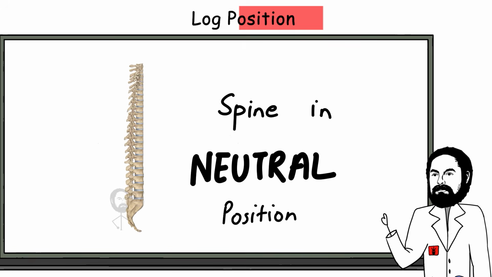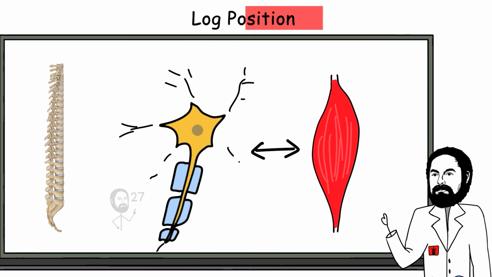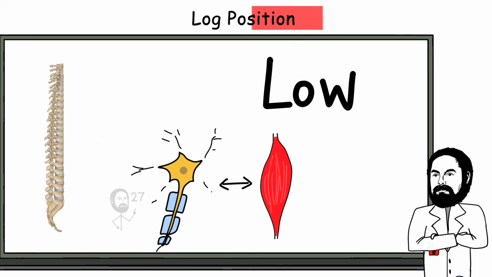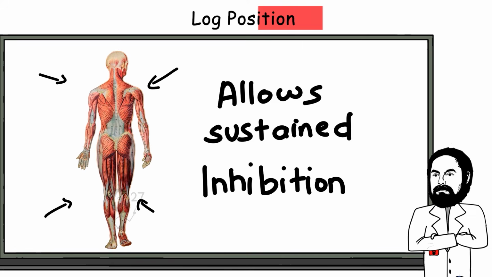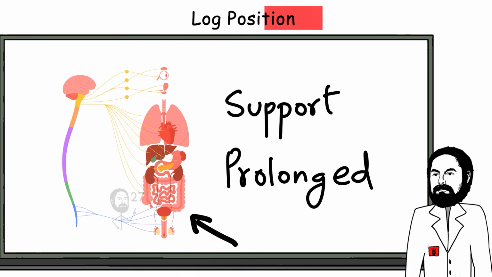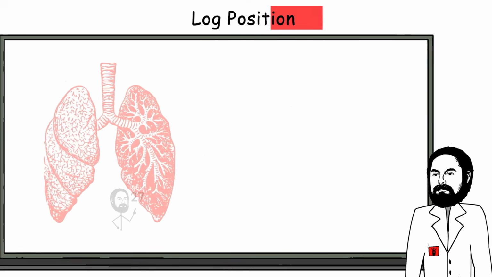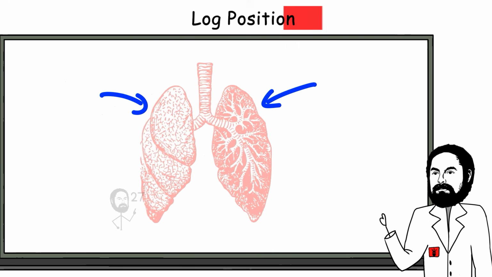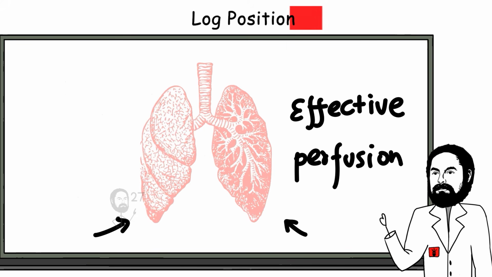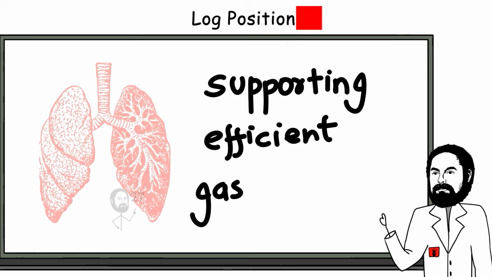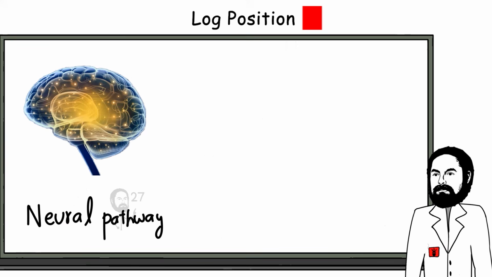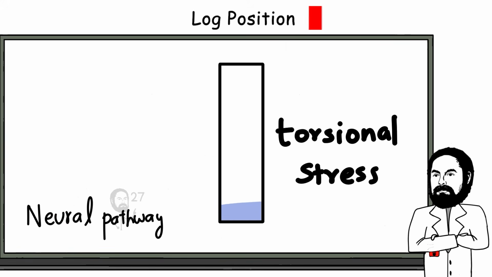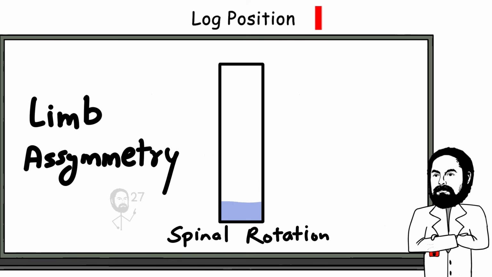Because spinal curvature remains close to neutral, neuromuscular stabilization demands are low. This allows sustained inhibition of postural muscles and supports prolonged parasympathetic dominance during sleep. Lung mechanics follow gravity-dependent patterns seen in side sleeping, with stable airflow in the upper lung and effective perfusion in the lower lung, supporting efficient gas exchange. Neural pathways experience minimal torsional stress due to reduced spinal rotation and limb asymmetry.